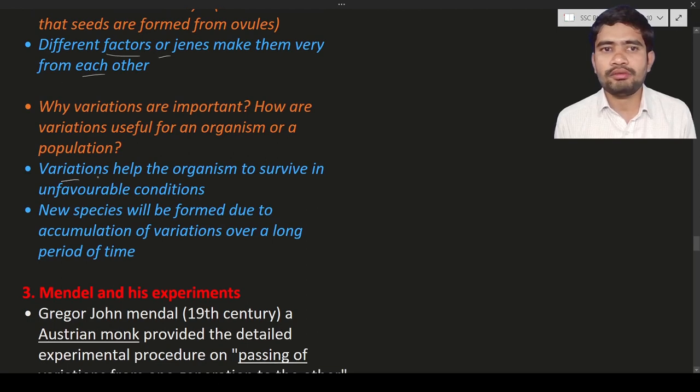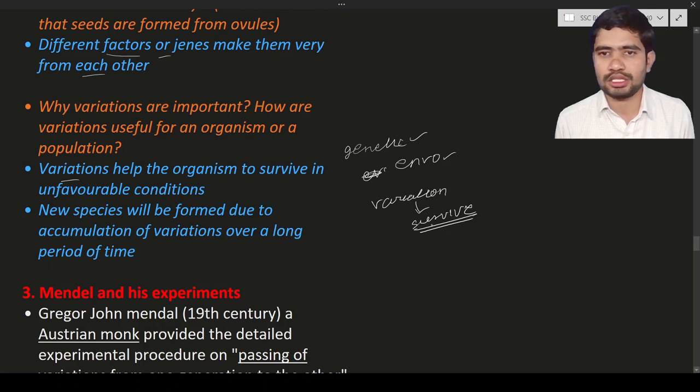So see here, variation means changes. The changes that occur in the organism may be genetic, or due to evolution, or due to the environment or weather. So these changes will occur. These are nothing but variations. So these variations are helping the organism to survive. As a result, this organism can survive better in nature. That is the first advantage.